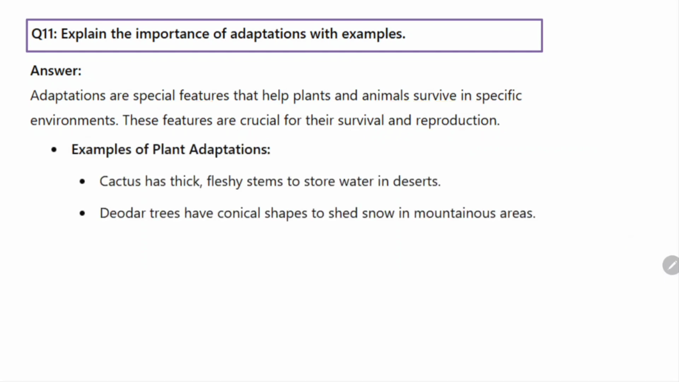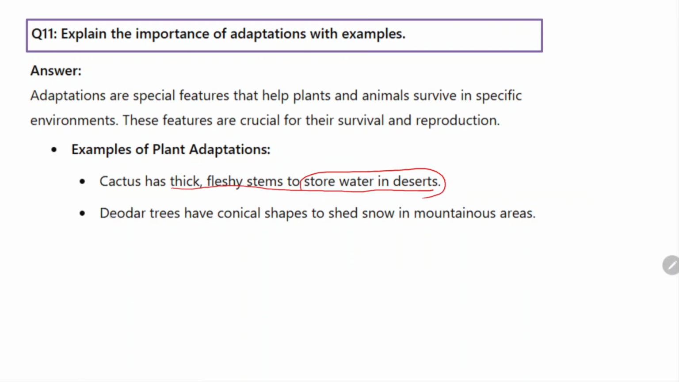Example of plant adaptation. Cactus has a thick fleshy stem to store water in desert. So why does this cactus have such a thick and fleshy stem? So that they can store water, because in the desert it is very dry and there is a scarcity of water. So whenever they need, they can use it from there. Okay, they are not wasting the water.